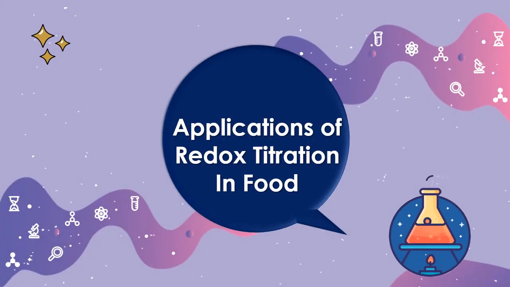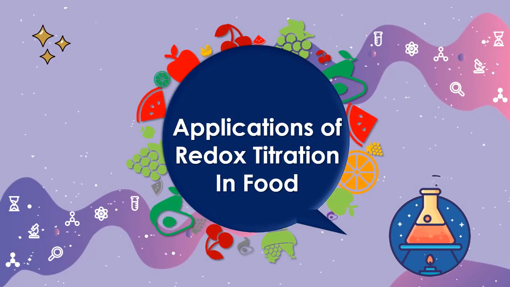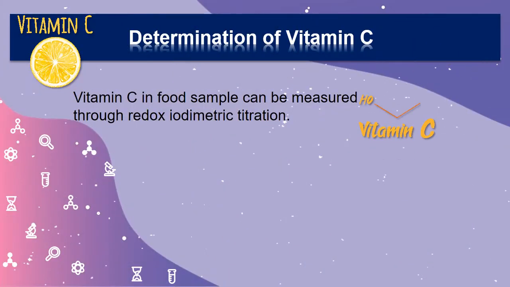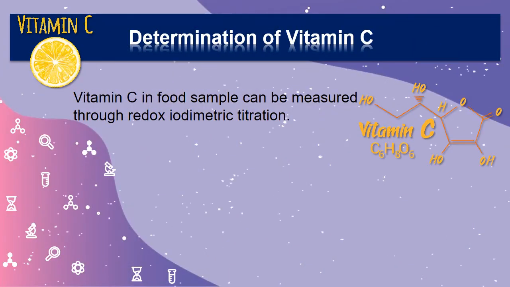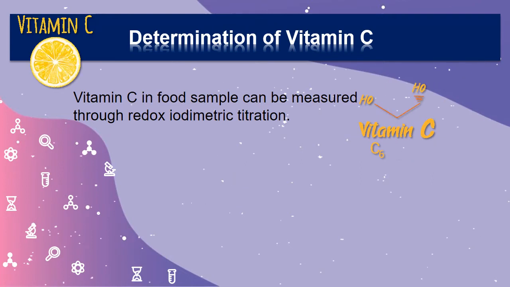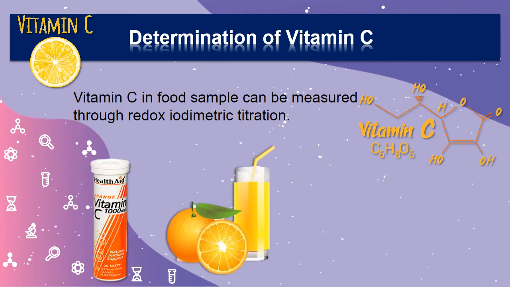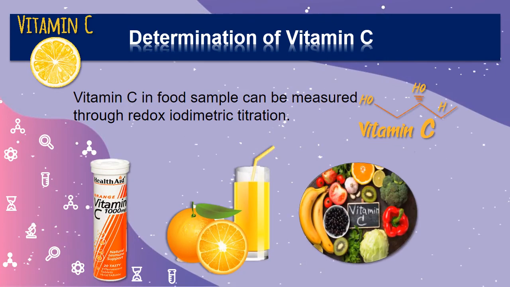Next comes the application of another type of titration, which is redox titration, and we know that redox titration involves the oxidation reduction reactions. Vitamin C in food samples can be measured through redox titrations. So through this titration we can calculate the vitamin C content of vitamin C tablets, fruit juices, and the solid fruit and vegetables.